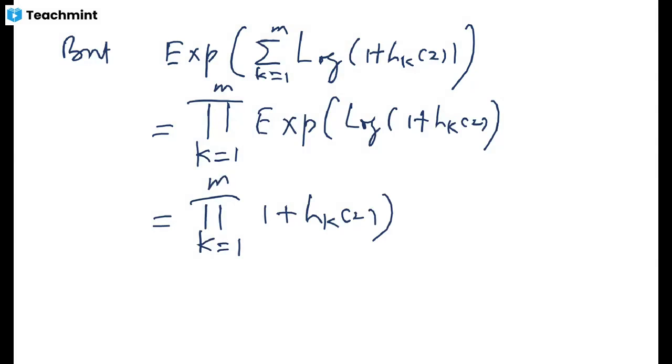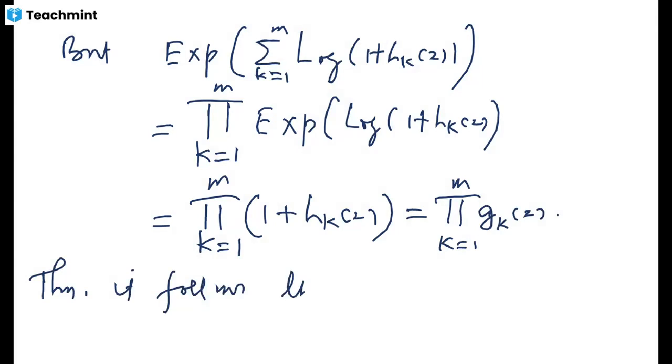So this is the partial product, and hence it follows that the sequence of partial products is uniformly convergent, and to what it must converge. It must converge to the same function to which it converges pointwise. This is g in that, I use g.